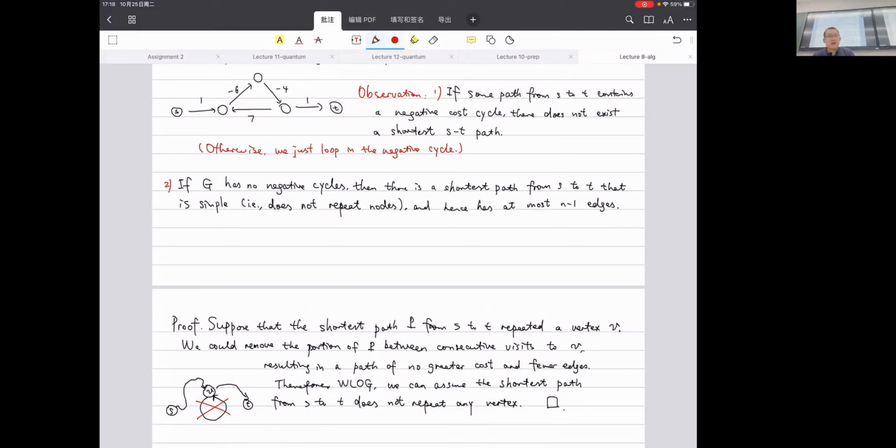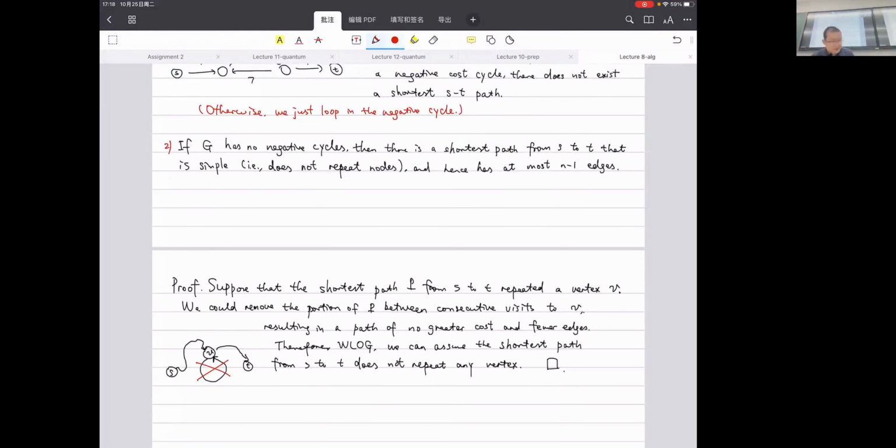But on the other hand, if all the cycles are at least non-negative, then basically all the shortest paths should just be simple, because removing such cycles, for instance a cycle on V here, is not going to hurt. You are going to get a path of no greater cost, and this is only going to give you a better, or at least not bad, shortest path here.